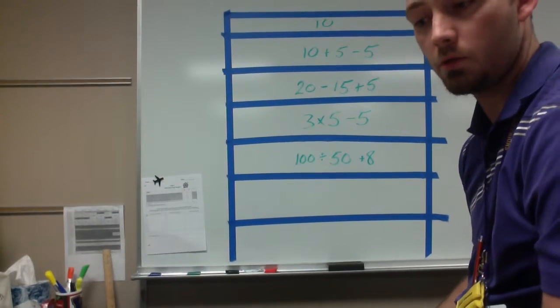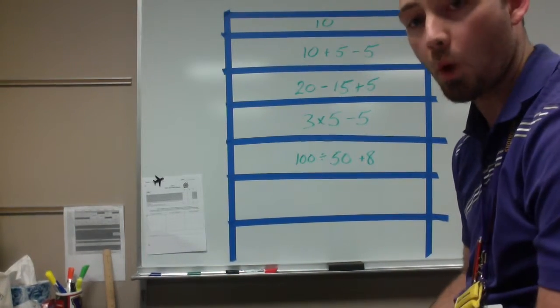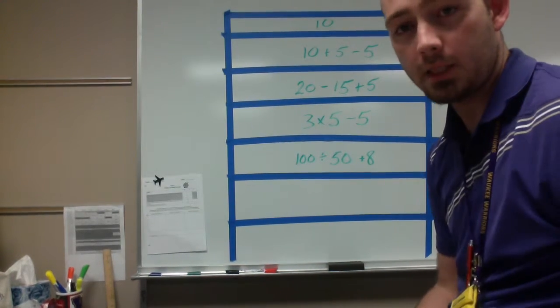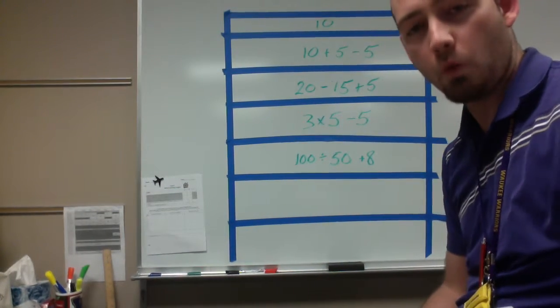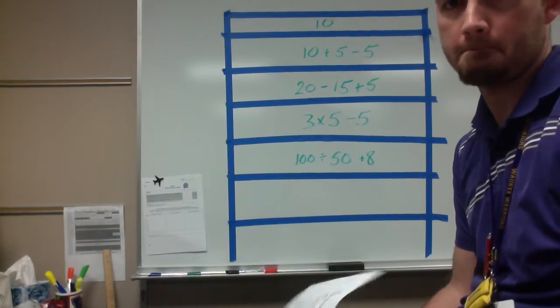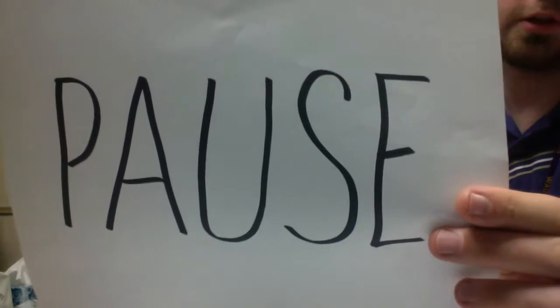So what I would like you to do now is go back to the number 20. You're going to create another name collection box, pause the video, and see if you can come up with at least 4 names for 20 that use more than one operation. So pause your video.